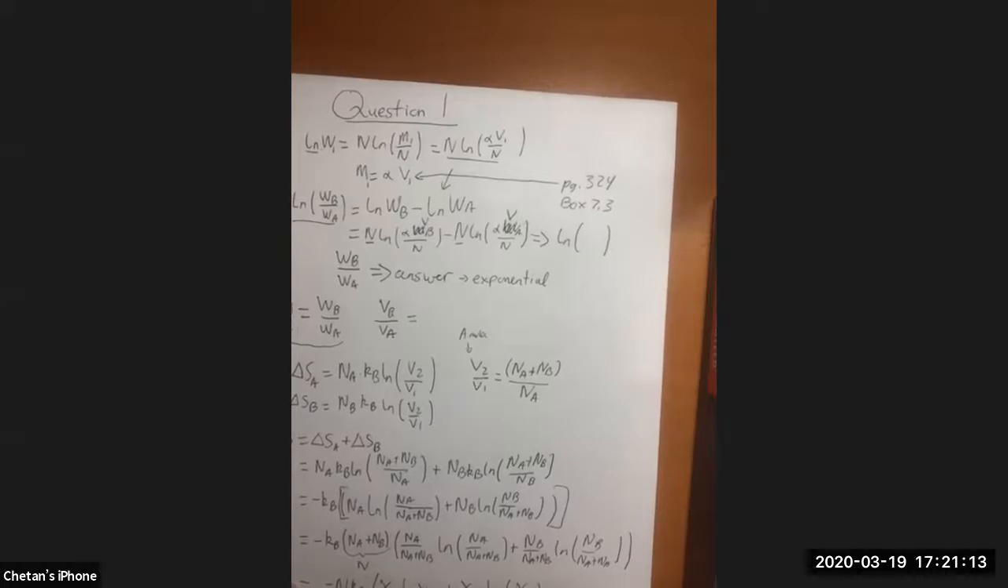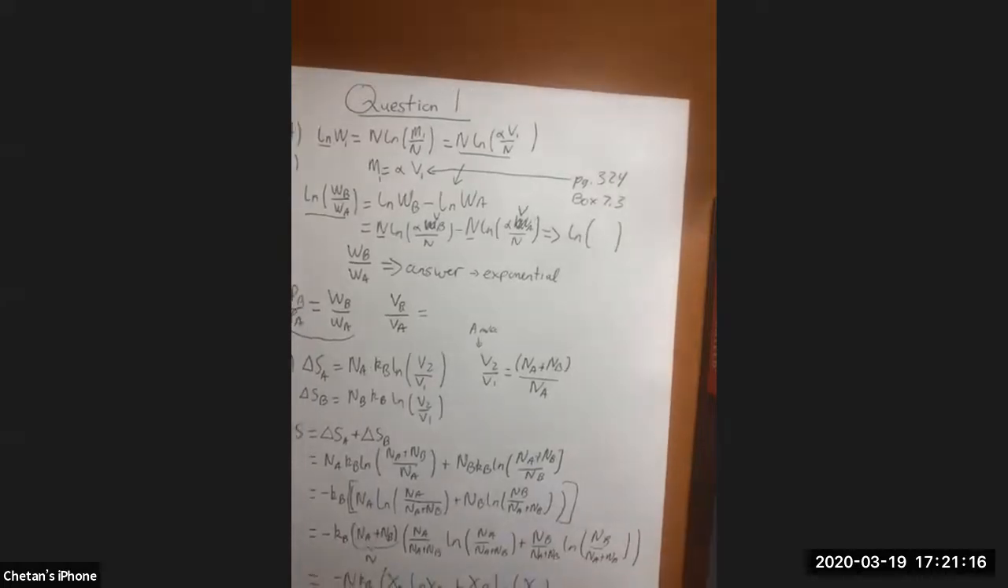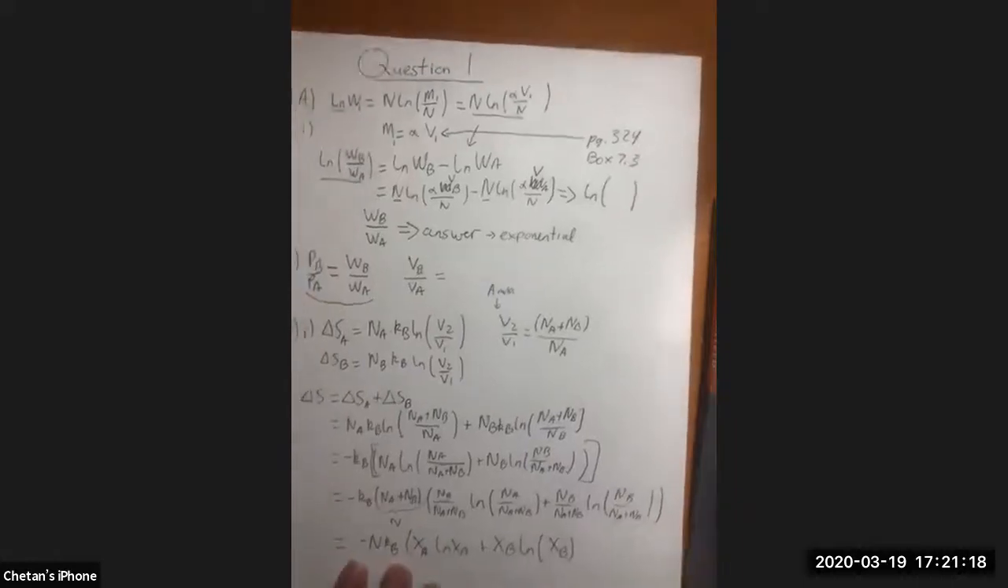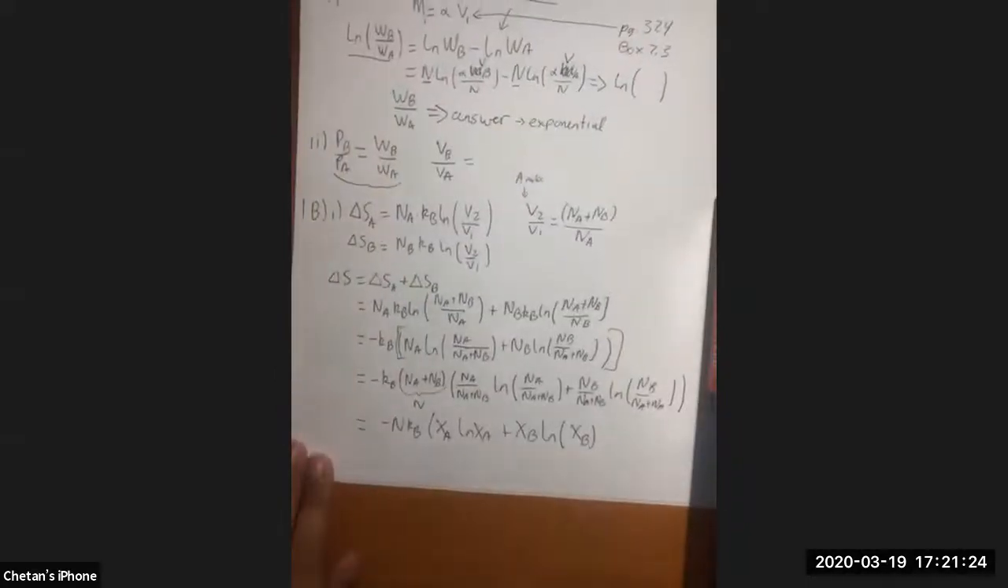times x of b. Did you move your paper up? Oh, sorry, did it get moved? My bad. Oh, that's not good. Sorry about that. I got a weird setup. Is that better? Yeah, there we go. Yeah, that's good, thank you. Sorry about that.